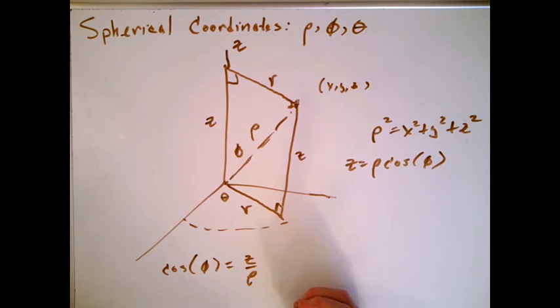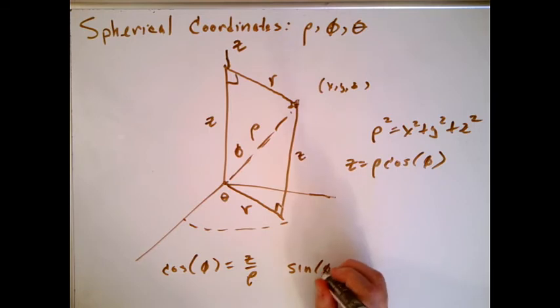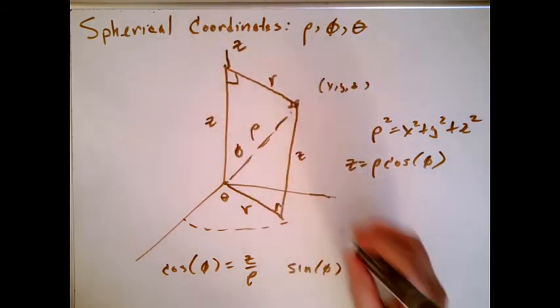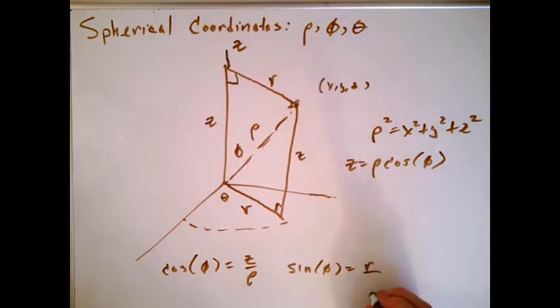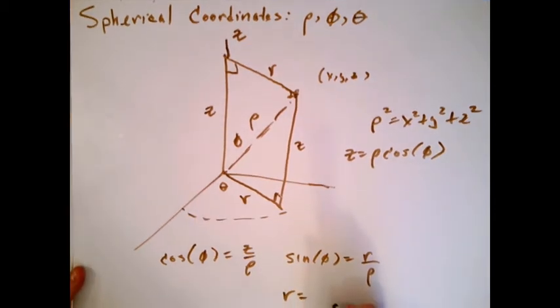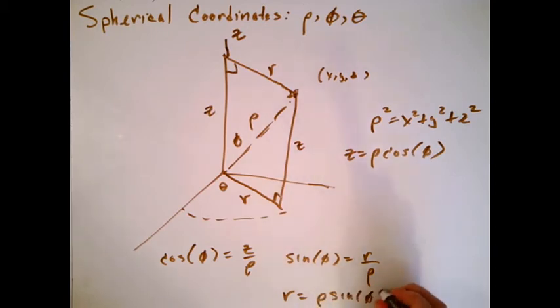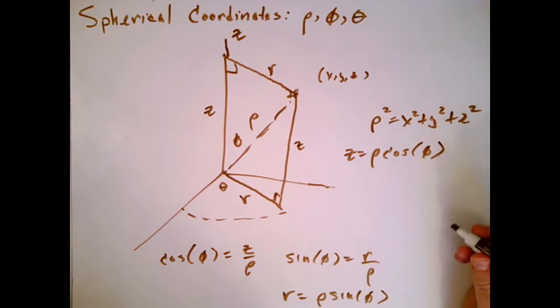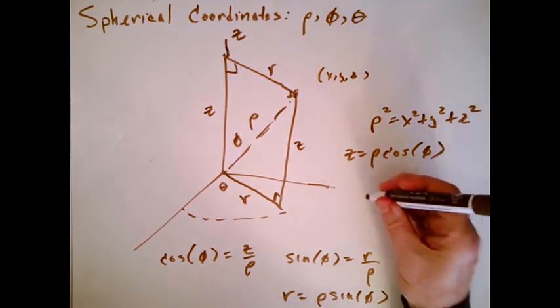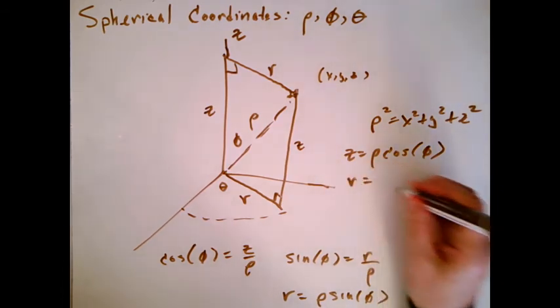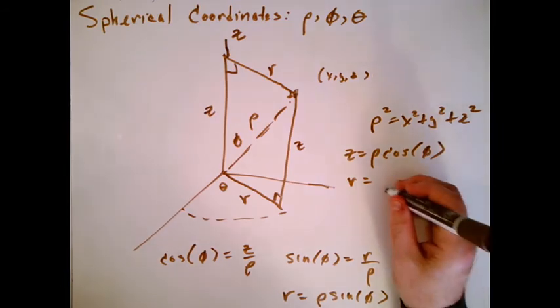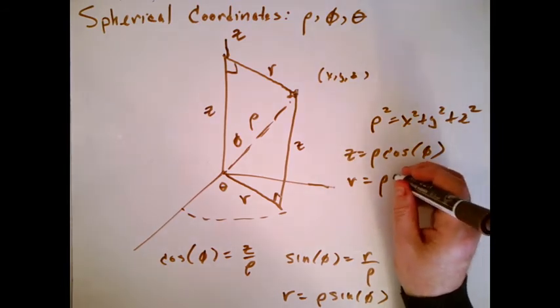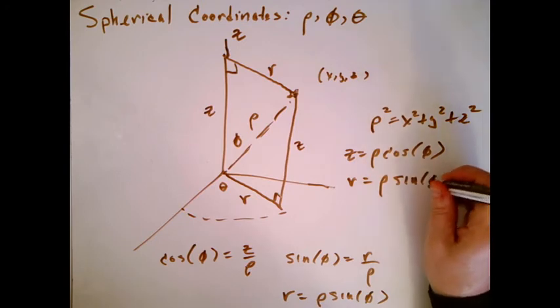Similarly, we can see that the sine of phi is going to be the opposite, which is r over rho like that. So we're going to get that r is equal to rho sine phi. Like I say, r is not technically part of spherical coordinates, but it shows up in a lot of the calculations, and its formula is just as important as the others. We'll see why in just a second. So I'm going to write down that r is equal to rho sine phi.